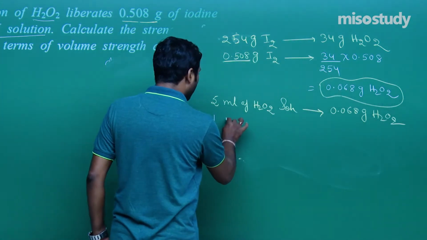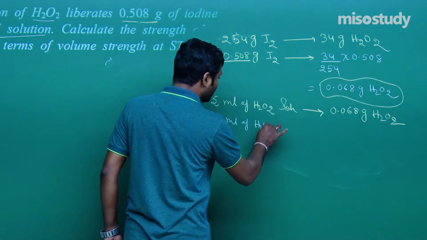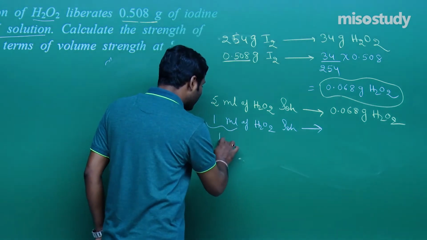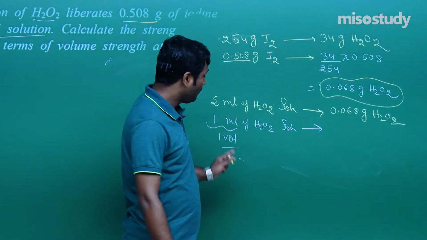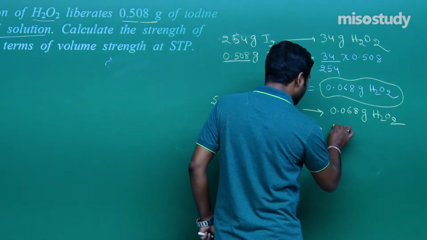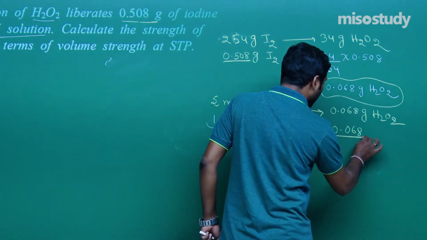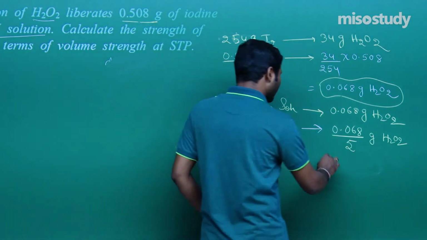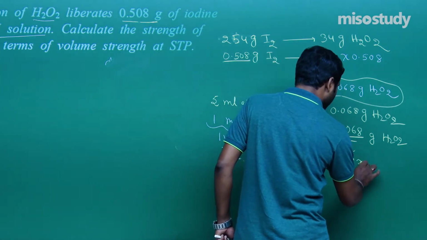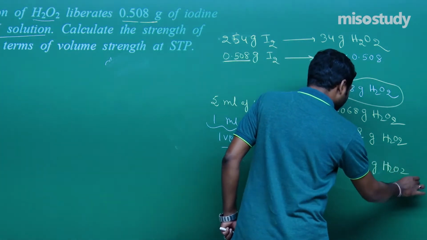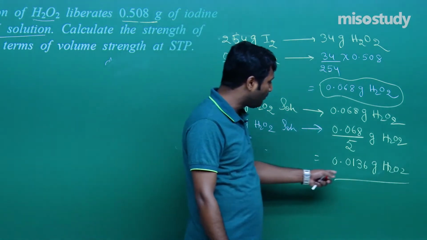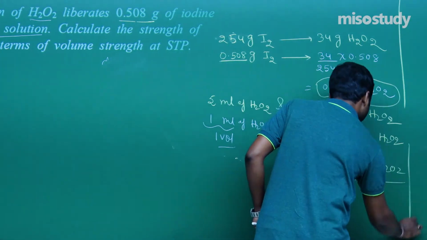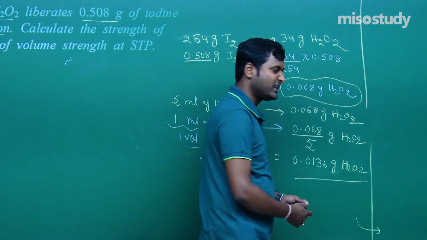So what will happen? 1 ml of H2O2 solution will contain, tell me, this is 1 ml or you can say 1 volume. This is a standard situation. 1 ml of H2O2 solution contains 0.068 upon 5 gram H2O2. Yes, you are correct. That is around 0.0136 gram H2O2. That is, 1 volume contains 0.0136 gram H2O2. Now let's move here. This is a calculative type question. It will take time.